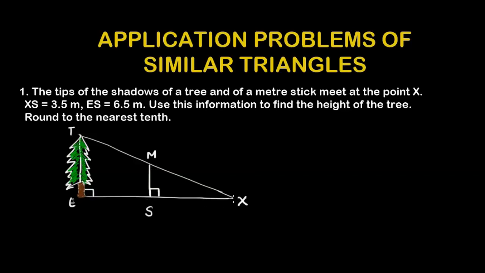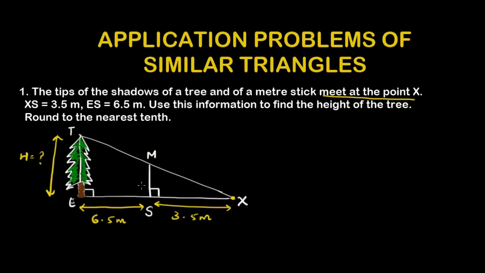So the tip of the shadow of the tree is formed at X, as well as the tip of the shadow of the meter stick is also formed at X. That's what it means when it says meet at the point X. We are also given XS, that is this length, to be 3.5 meters. And we are given this length ES, 6.5 meters. We have to use this information to find the height of the tree. So we are supposed to find out this height.